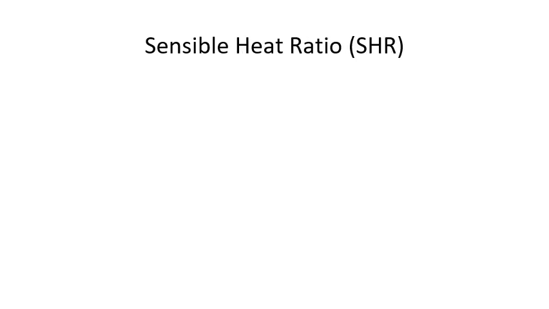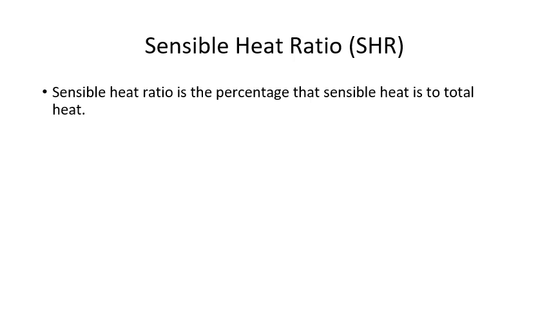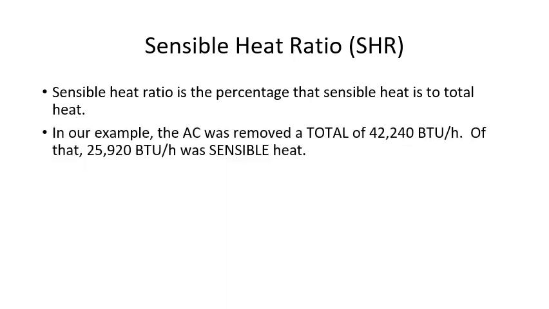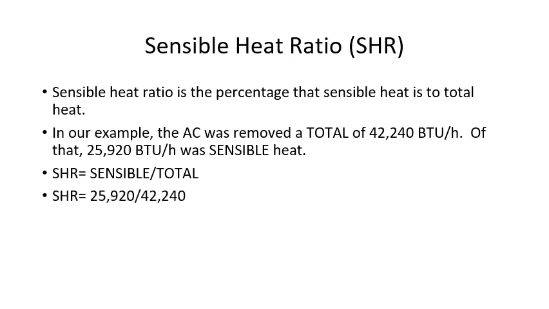Let's pause for a moment and talk about sensible heat ratio, because this is very important when we're talking about the performance of the system. Sensible heat ratio is the percentage that sensible heat is to total heat. So in our sample unit, the air conditioning system removed a total of 42,240 BTUs. Of that, 25,920 was sensible heat. So the sensible heat ratio is calculated by sensible heat divided by total heat. Again, a very simple formula. In this case, we divide 25,920 sensible divided by 42,240 of total heat.